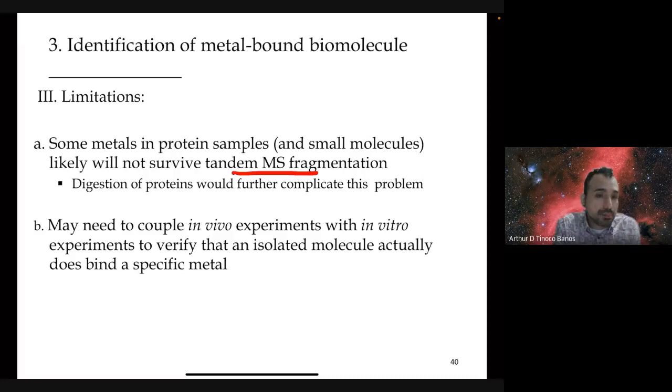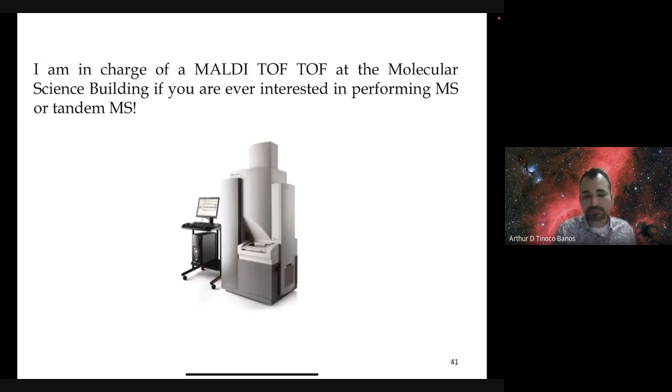Then you may need to couple in vivo experiments with in vitro experiments to verify that an isolated molecule actually does bind a specific metal. Okay, and I would say this is more of a general take-home message, that you often have to do a series of experiments to validate the finding of a metal complex, of a metal biomolecule complex, to verify that species can actually exist within a given organism. All right.